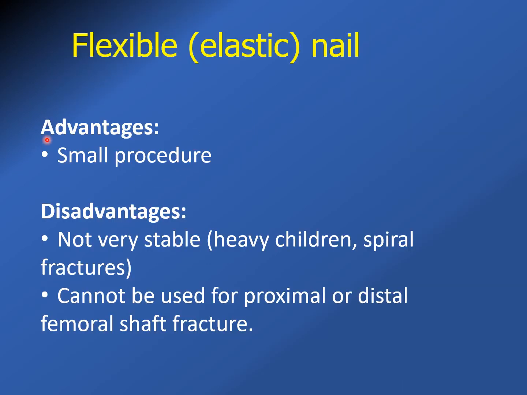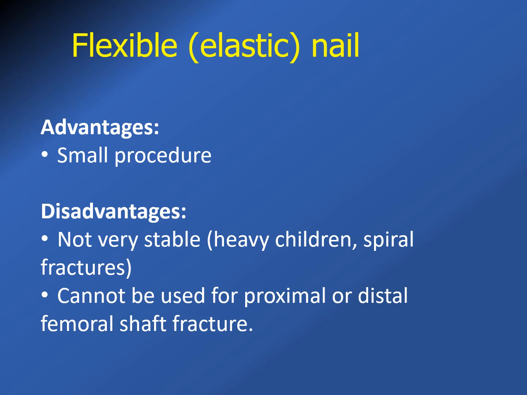The advantage is that it is a small procedure. Usually it can be done quickly. There are only 2 small incisions in most cases at the level of the knee. What are the disadvantages? It's not very stable. As you saw, these pins can be easily bent. So if you have a child that is more than 100 pounds, it will not be a stable fixation. Or if there is an unstable fracture, for example a spiral fracture, there will be some shortening if you use the flexible nail, or if there is marked comminution. Also, it cannot be used in proximal or distal fractures, so it can only be used for shaft fractures.